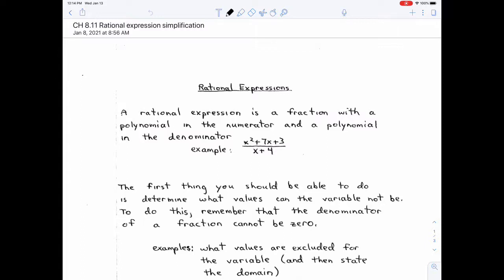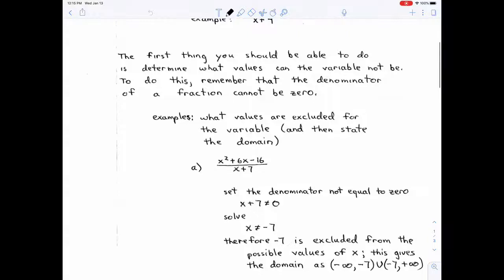So what we're going to do today is simplify them, but also we're going to figure out what the domain is. And we're going to start off by looking at the domain. So what we want to figure out is what can you not have for x first. Now, that's not the domain. The domain is what may you have for x. So we're going to go about it backwards. We're going to figure out what can't you have, and then we'll list everything else. So what can't you have?